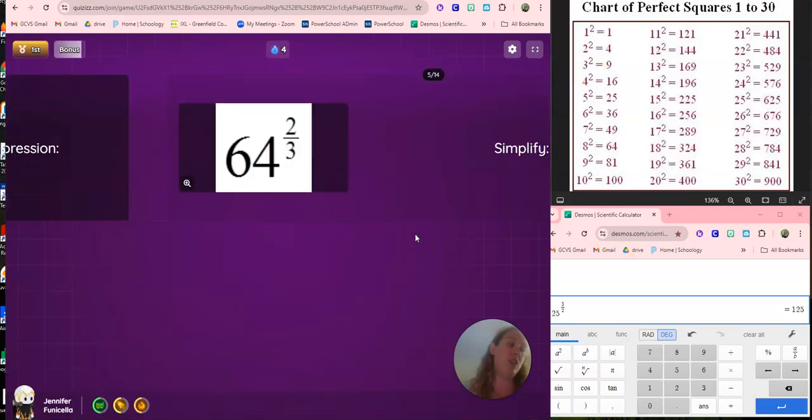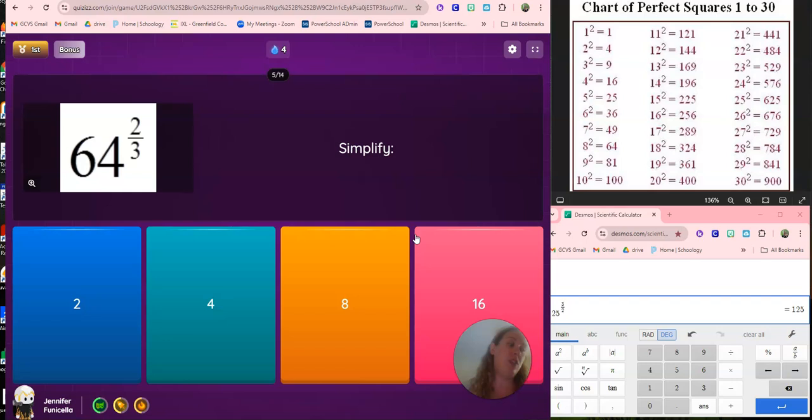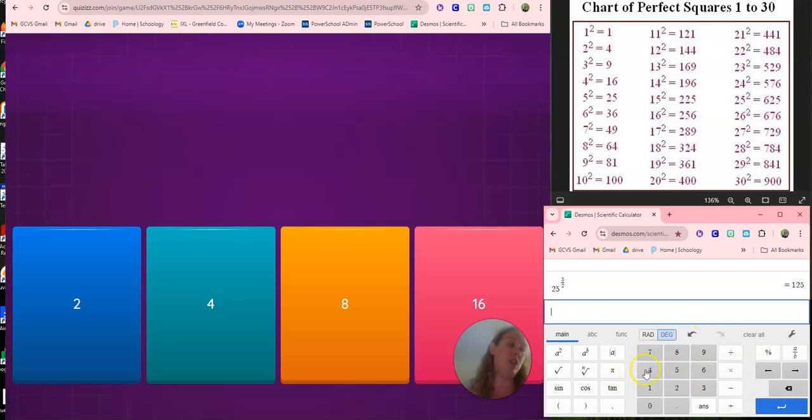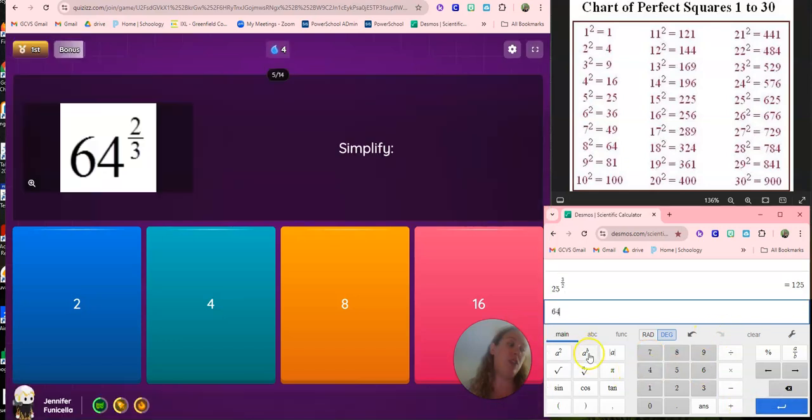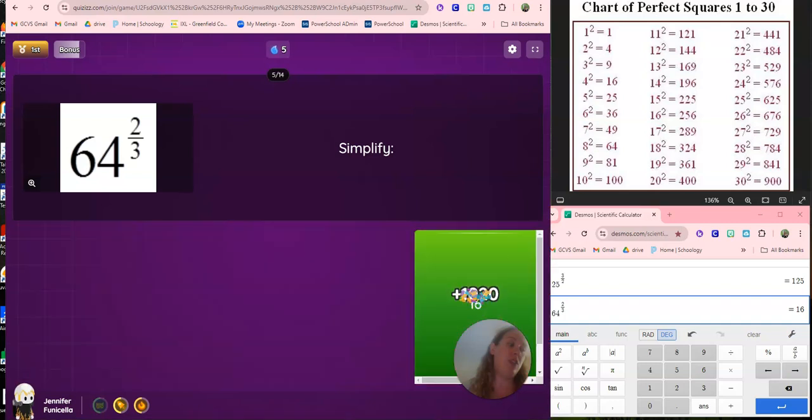Going to do a similar thing for question 5 here, 64 to the 2/3. So use your calculator, type in that 64, and then hit that A to the B button, right? And type your fraction by using division, 2 divided by 3, or you can use the buttons 2 divided by 3 to get that 2/3, and you should get 16. 16 there.